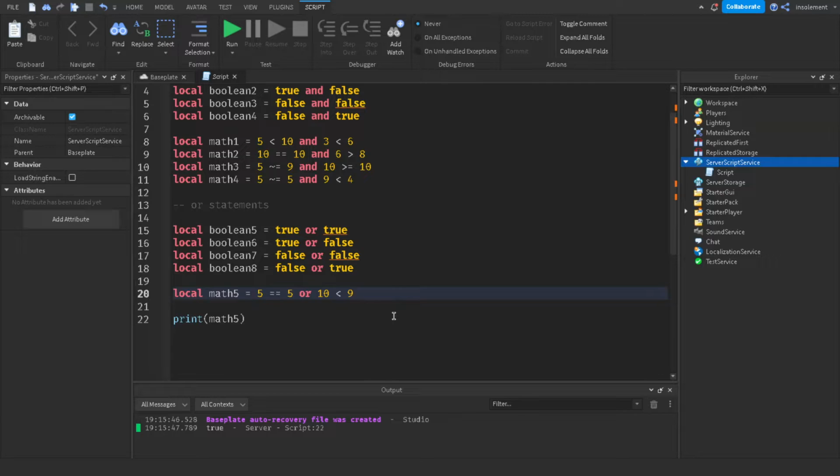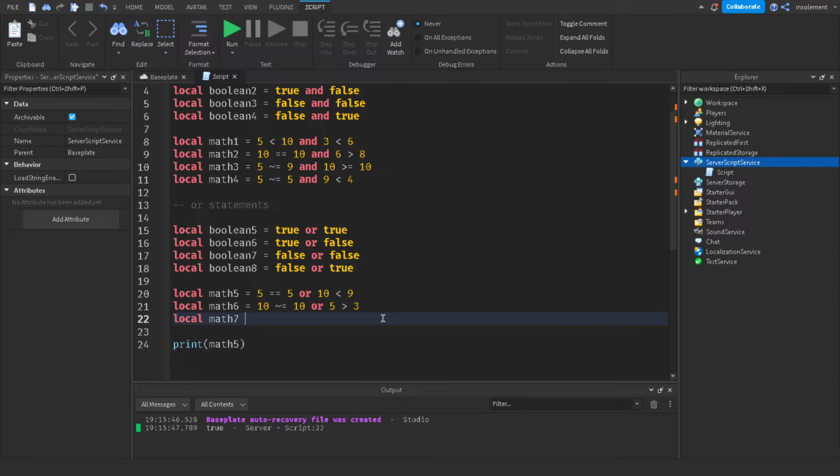Right? So if we had the first expression false, so 10 is, oh my goodness, not equal to 10, or we had this expression true. 10 is 10, it's not equal to, so this would be false, right? But this would be true because 5 is greater than 3, right? Meaning this entire statement is true.